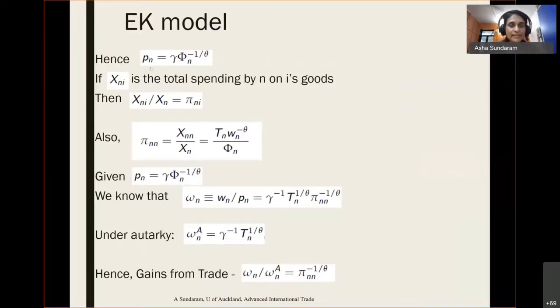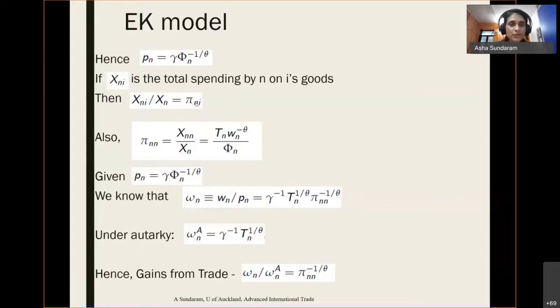So what we have shown is Pn is simply a gamma function. I'm not going to worry about what this gamma function is because it's simply a function of exogenous parameters, times phi n to the power negative 1 over theta. So let me look at the total spending by n on i's goods. Let's say we take India and look at how much India spends on Chinese goods; we'll call that Xni. Empirically, a good way to calculate the probability that India buys from China is to look at the fraction of trade between India and China, Xni divided by Xn. What percentage of total Indian spending on goods is spending on Chinese goods? That fraction is a proxy, an empirical way of getting at this probability, pi ni, the probability of buying from China.